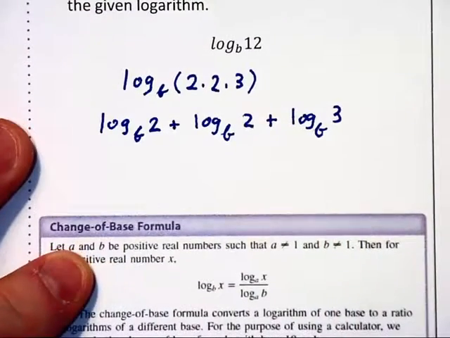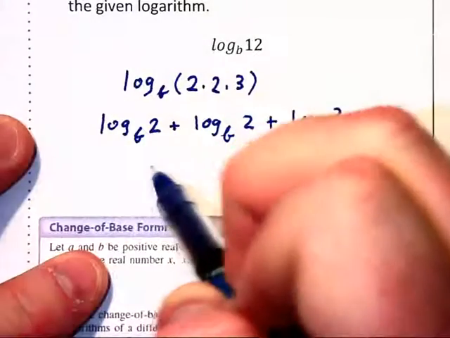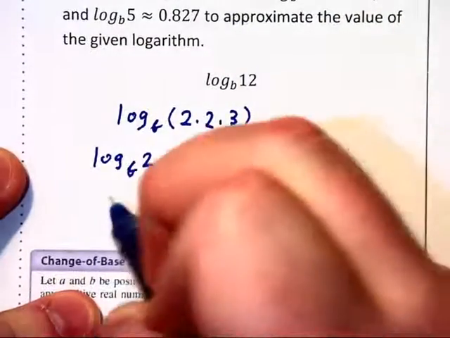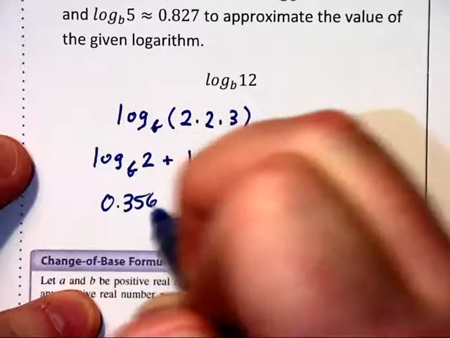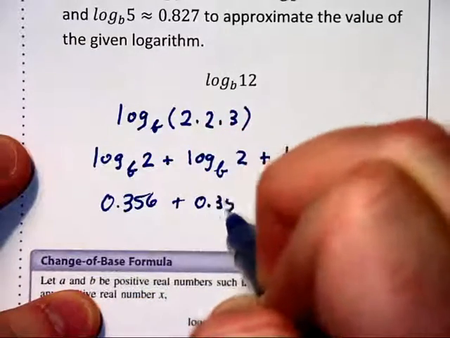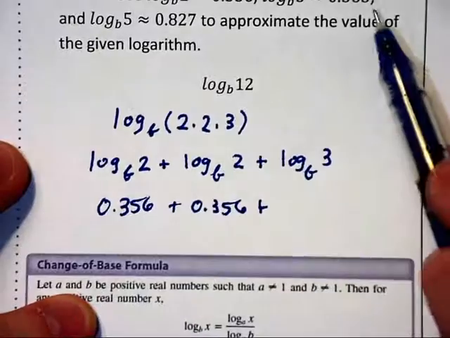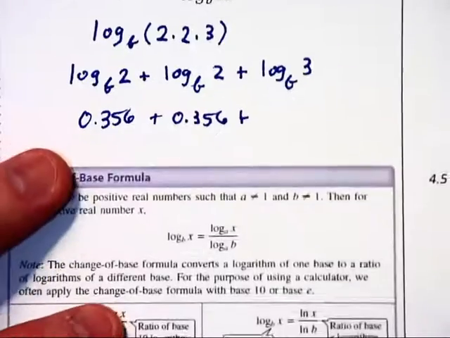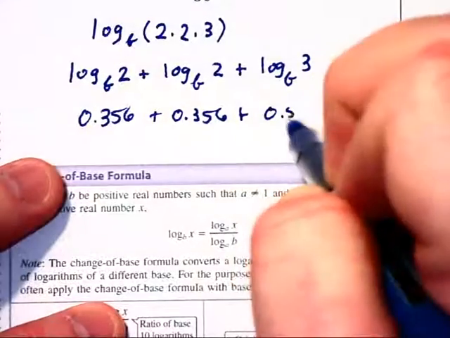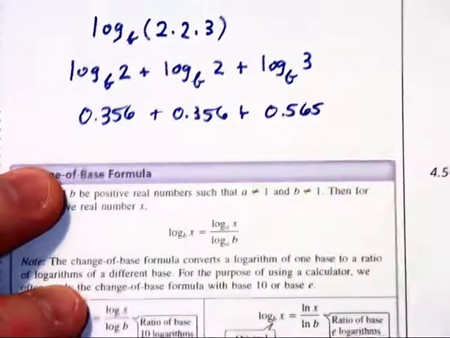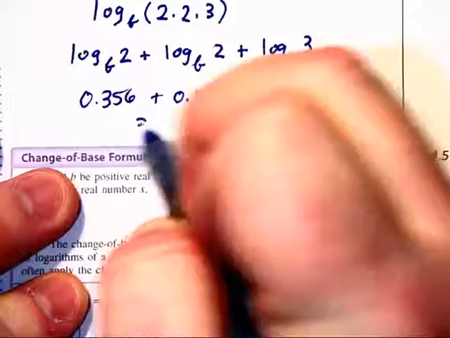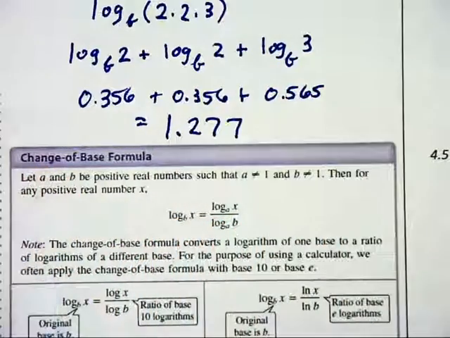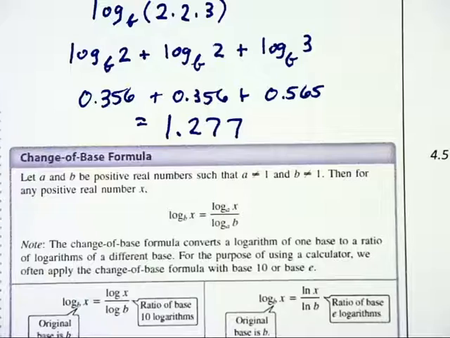Now we're going to have 2 of those log base b of 2's, or we can write that as just 0.356 plus 0.356 plus log base b of 3 up here is 0.565. When you add those three together, this is going to equal 1.277, and that is the answer to this expression.